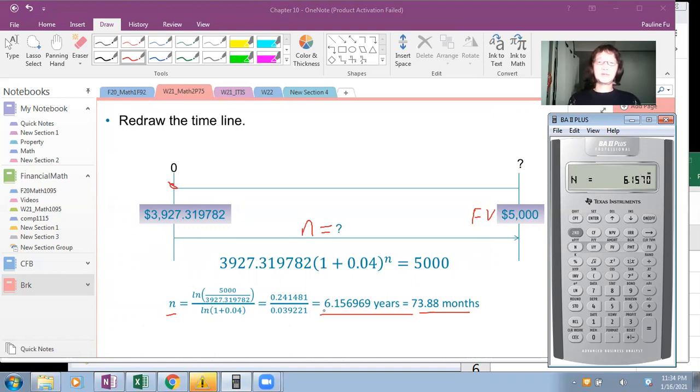So you get 6.15, and the unit is years. Multiply this number by 12, you get how many months? So 73.88 months. This is the calculator method.